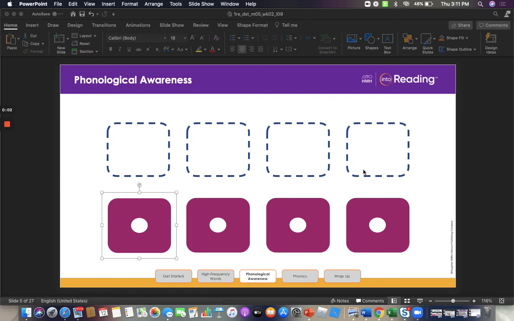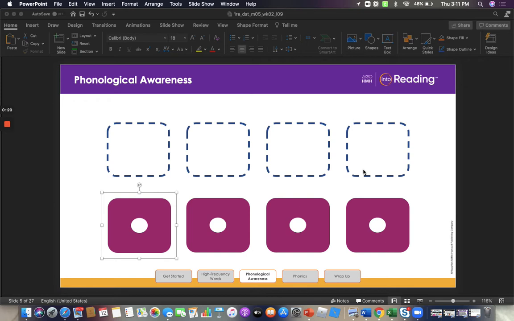Remember that you know how to break a word into all its sounds and count those sounds. I will say a word and you will say the sounds in the word. I want you to count each sound you say. I will then move a tile for each sound in the word. So listen to me first.